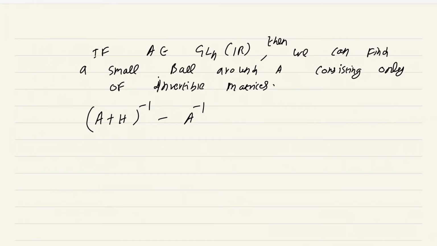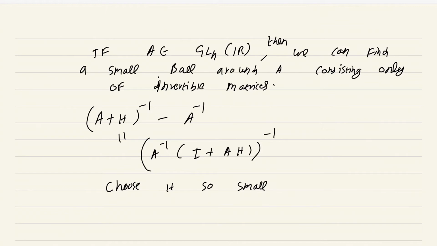Now, there's a little bit of trickery involved. A is invertible, so we are going to write A plus H as A into I plus A inverse H. I completely reversed what I wanted to write. Now choose H so small that the operator norm of A inverse H is less than 1.